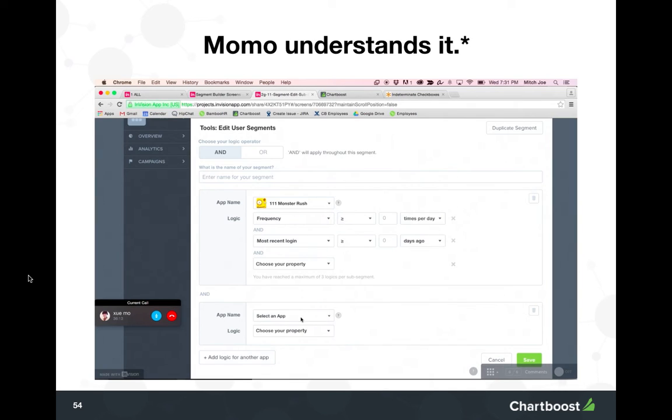What do you think happens here if I chose a second app here? They will compare those two apps together, choose what they all got. What they all got. Can you explain that? The logic is the "and." The logic is "and." Yeah.